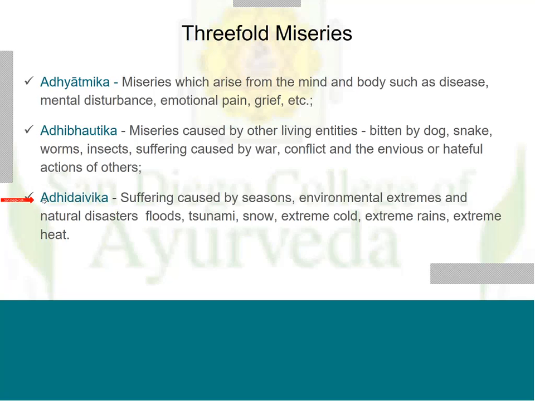And adidaivic. Adidaivic is suffering which is caused by the seasons, caused by environmental extremes, caused by natural disasters such as floods, tsunamis. It may be caused by snow, extreme cold, extreme rains, extreme heat. So these are the three general categories of miseries that we undergo in this world.